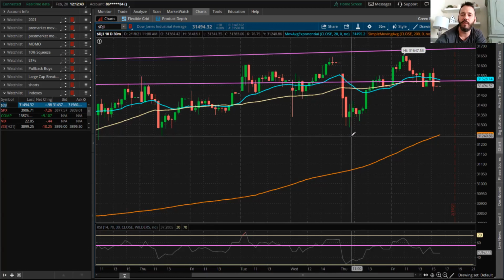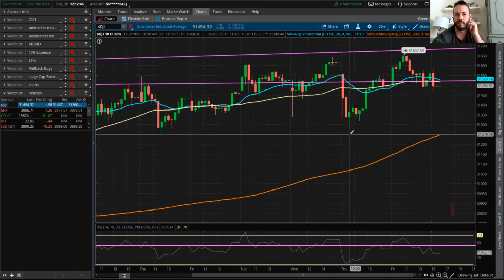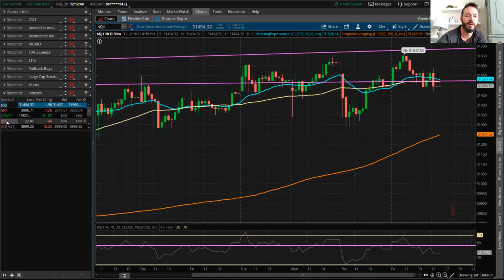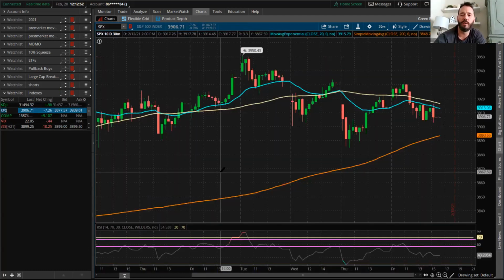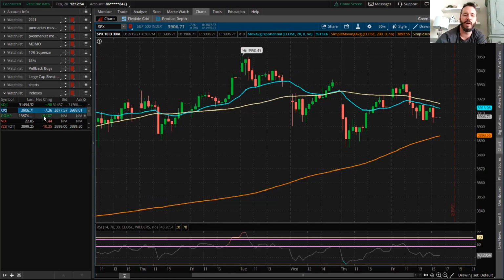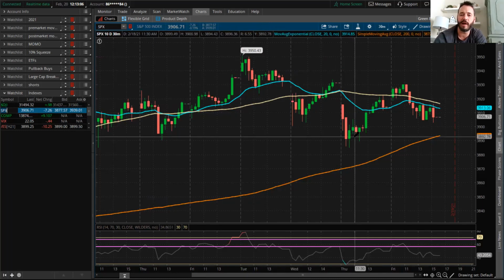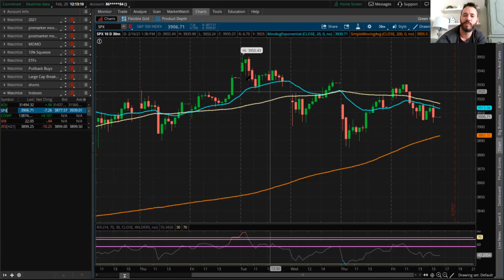31,647, and then on the lower end, about 31,240. On the S&P, this is more like the NASDAQ because the S&P has a lot of tech stocks in it. So what's going to happen with the S&P is most likely going to happen with the NASDAQ. You guys got to keep that in mind. There's a lot of tech stocks in the S&P.